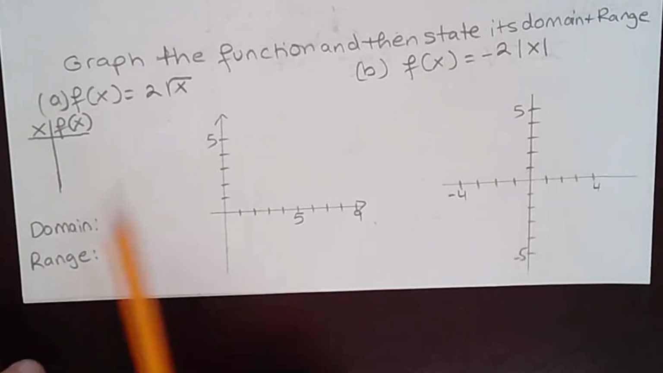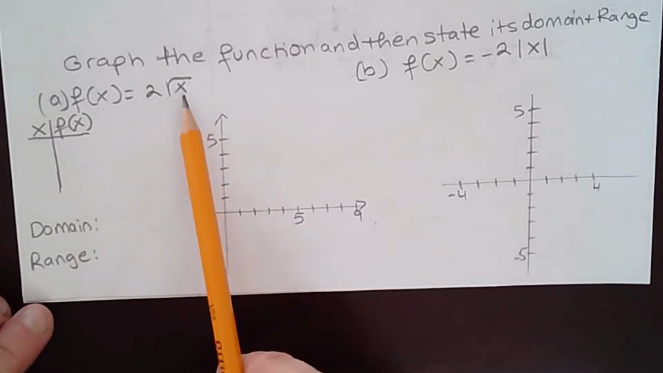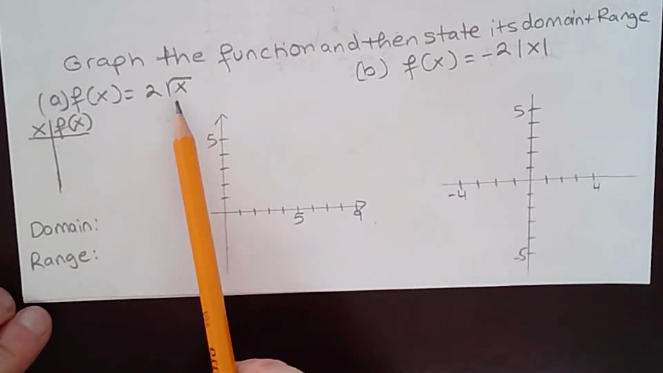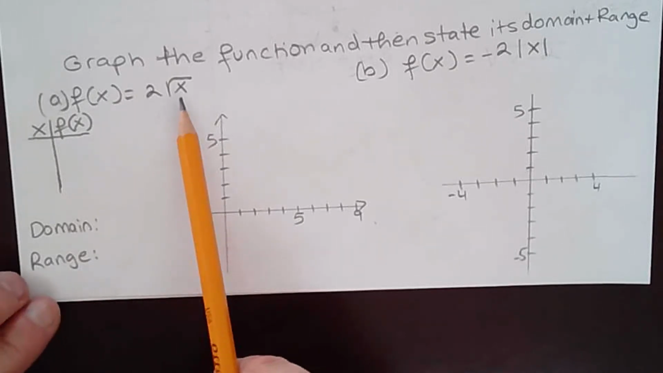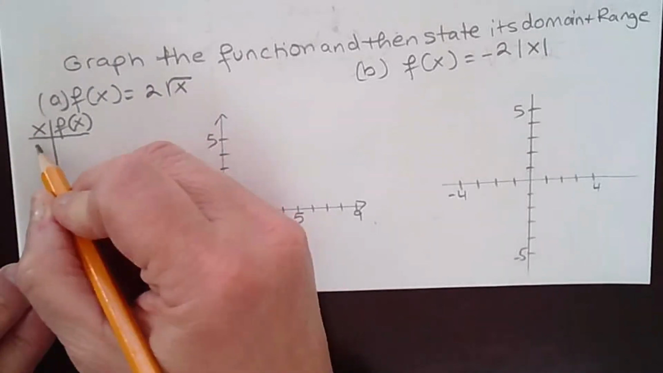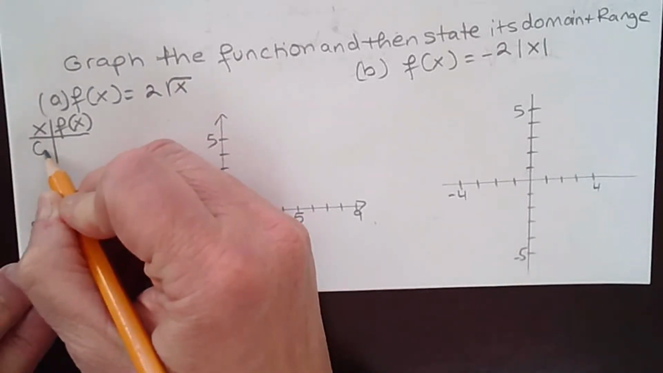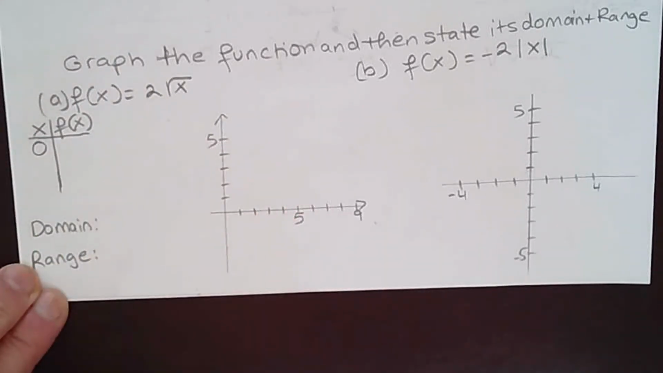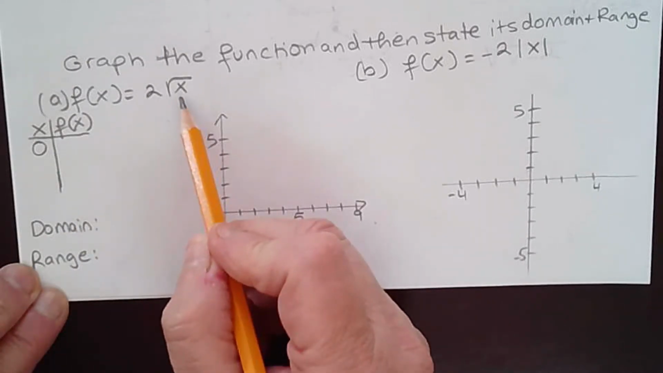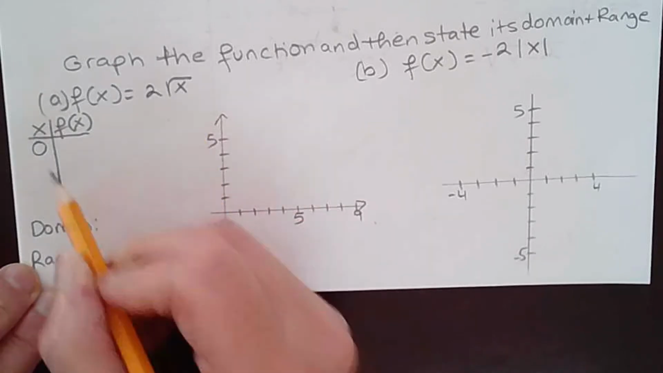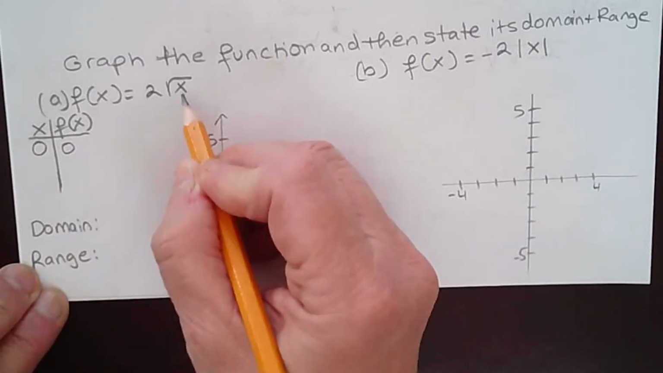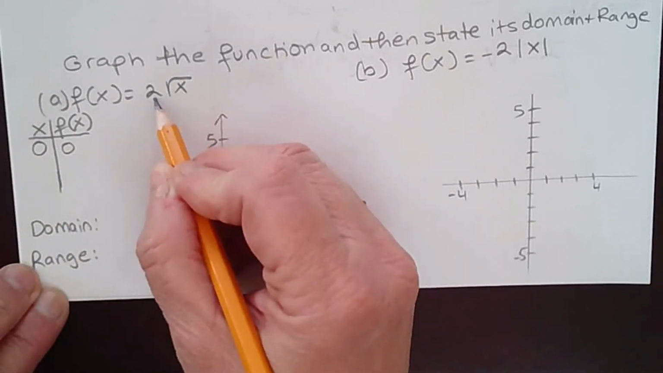If you notice, x is in the radical, so x cannot be negative. The least value that x can have is 0. So 0 is the smallest value for x that we can have. If x is 0, f of x would also be 0, wouldn't it? Because the square root of 0 is 0, and 0 times 2 is 0.